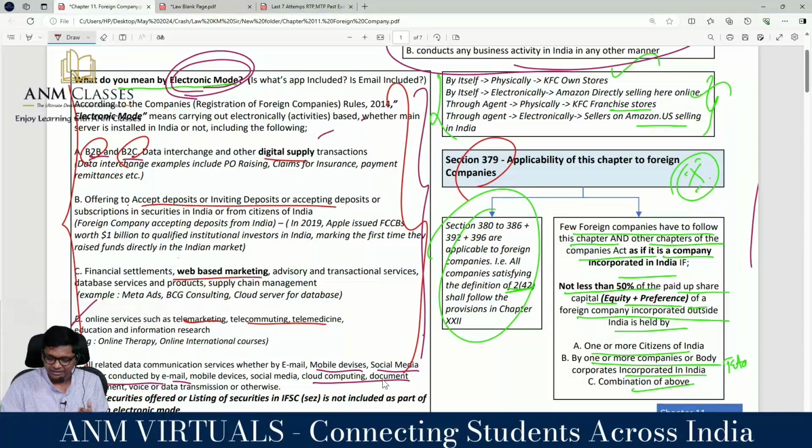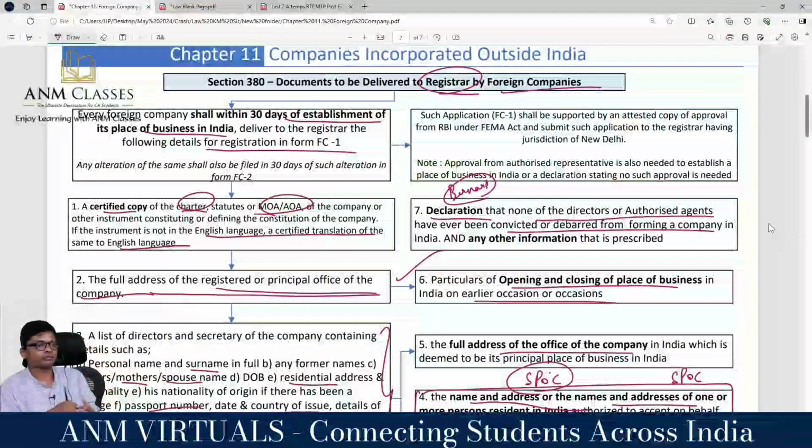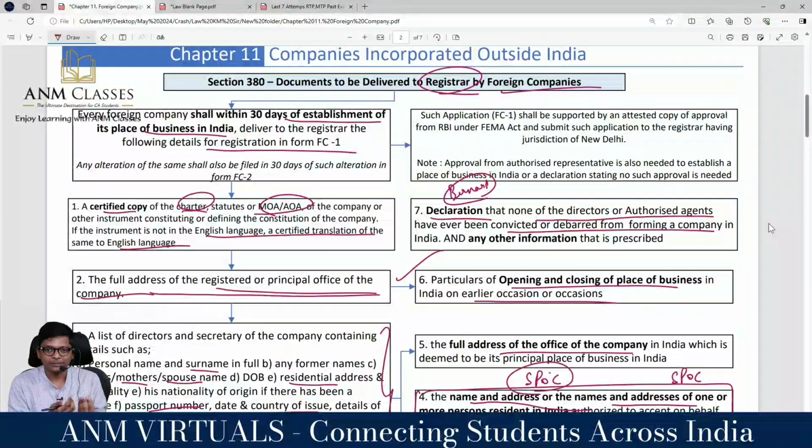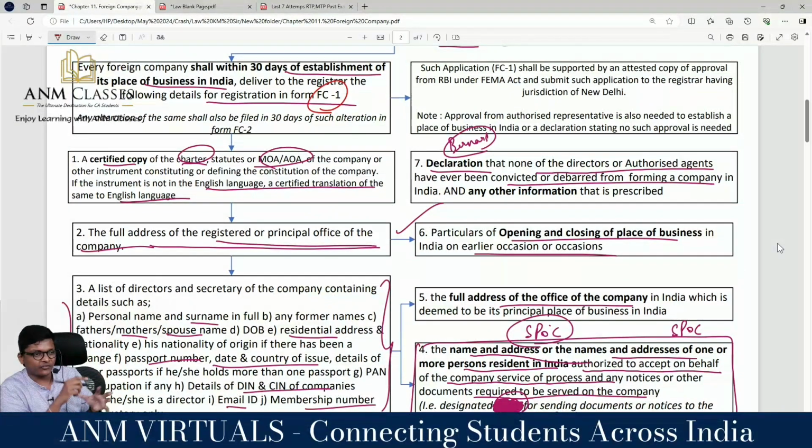Of the remaining 6 questions, 3 questions will be from Section 380. What should a foreign company do once they come to India and establish a place of business? File with the ROC in Form FC-1 within 30 days. What all documents to file? We saw MOA, AOA, charter, company director details, all of that. And you have to appoint someone called an authorized representative. These 2 sections are the bulk of the questions asked in Final earlier. The remaining 3 questions are from the rest.